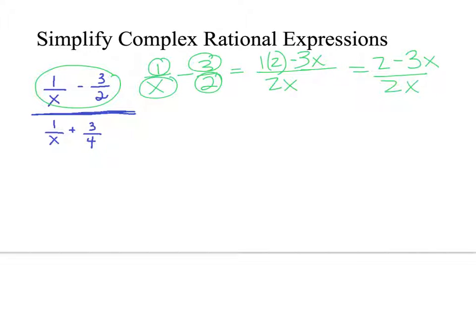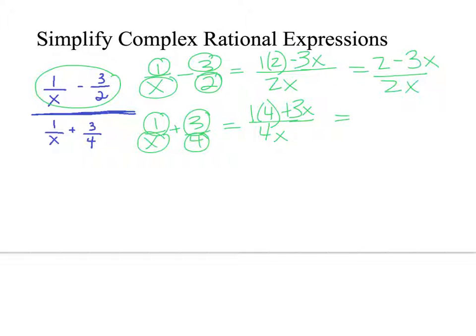I want to do the same thing to my denominator. I have 1 over x plus 3 over 4. I'm going to combine my denominators, so I'm going to have 4x. That's combining my denominators. Then I'm going to take my first numerator and multiply it by my second denominator. Then I'm going to take my second numerator and multiply it by my first denominator. And then I'm going to simplify that top. 1 times 4 is 4 plus 3x all over 4x.